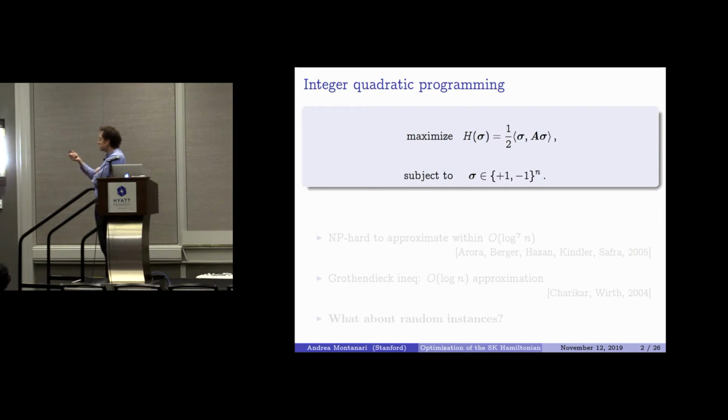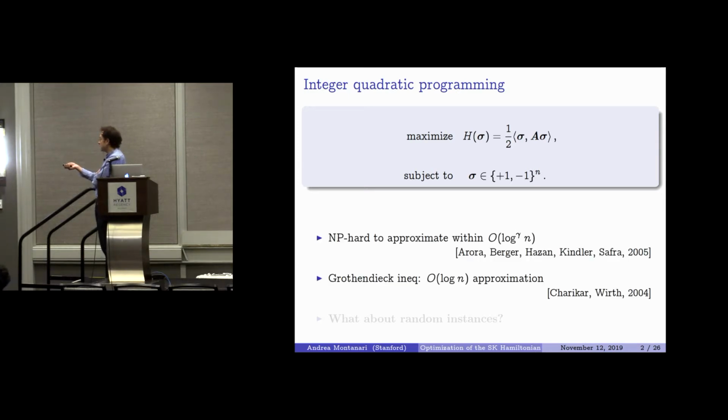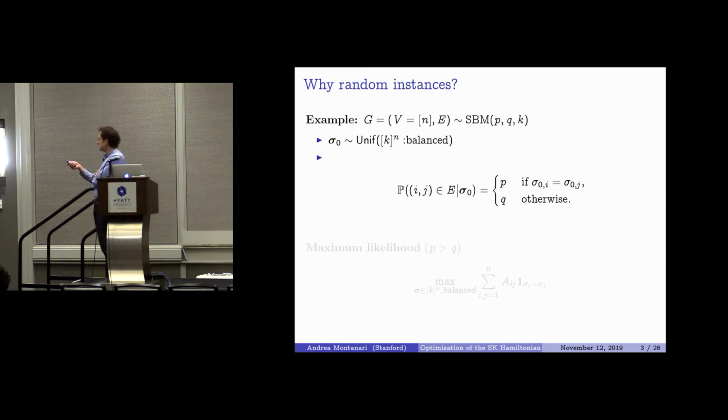Okay, so I'll be talking about this problem. You want to optimize a quadratic form over the Hamming hypercube. And well, this is hard to approximate within a polylog factor. And by Grothendieck inequality, one can get order log n approximation. But I will not be talking about any of these. I'll be talking about random instances.